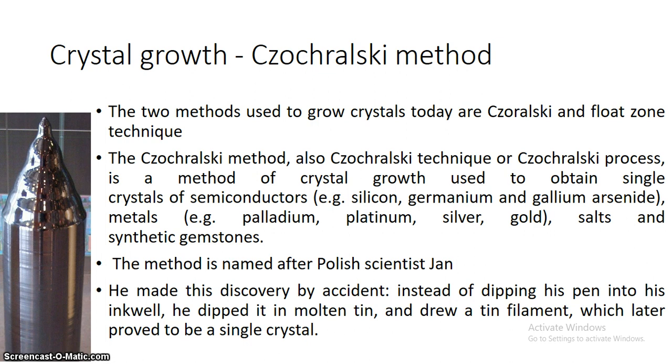For your crystal growth, the first method is the Czochralski method. You have two different methods to grow the crystals: the Czochralski method and the float zone technique. What do we mean by the Czochralski method? This method is also known as the Czochralski technique or process. It is a method wherein you grow a single crystal of semiconductor, a single crystal of silicon, or else you grow crystals of metals, salts, or some gemstones. It is named after a scientist, Jan Czochralski.